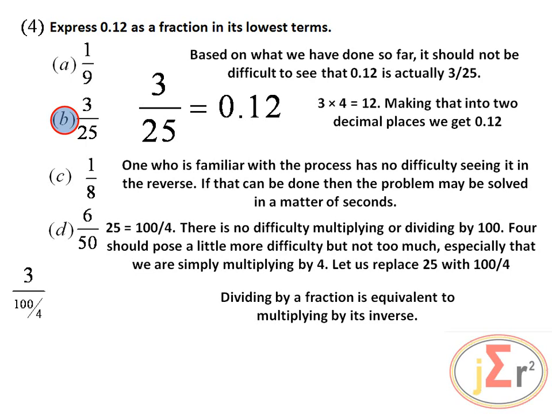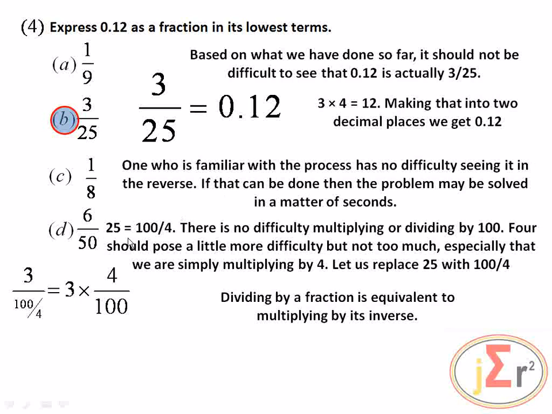Dividing by a fraction is equivalent to multiplying by its inverse. So instead of having 3 divided by 100 over 4, we have 3 multiplied by 4 over 100. That's not difficult now. We have 3 times 4 is 12, and we are dividing by 100. Reducing by 2 places of decimal. And that is the principle behind it.